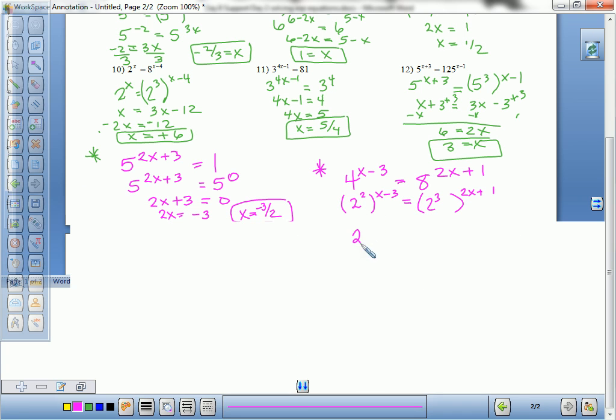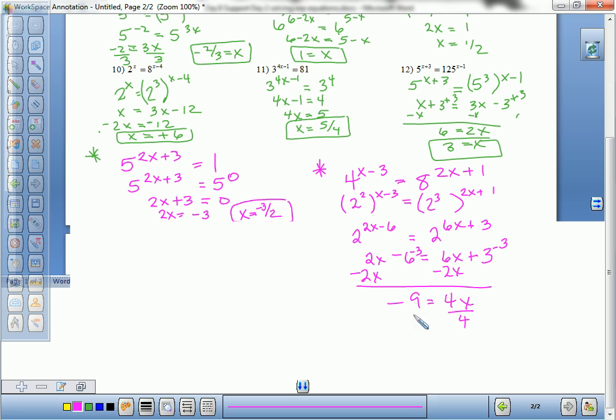All right, so this becomes 2 to the 2x minus 6 equals 2 to the 6x plus 3. So 2x minus 6 equals 6x plus 3. And we solve. So we would subtract 2x, subtract the 3. So we get negative 9 equals 4x. And our answer is negative 9/4.